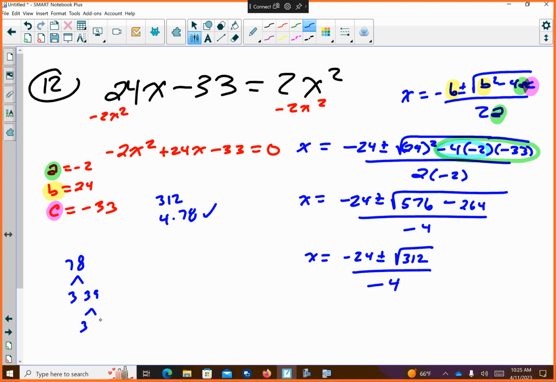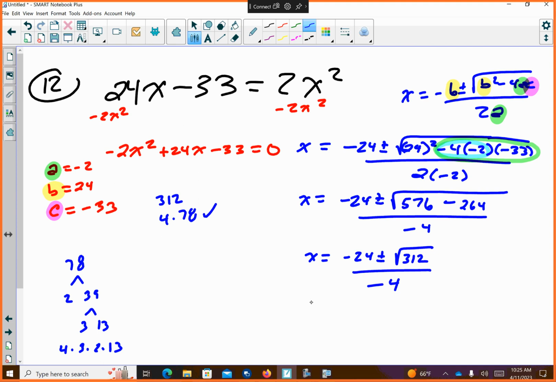Do what? It's 3 times 39, not 3 times 49. Oh my gosh, thank you, guys. 2 times 39, so basically 78. 312 breaks down to 4 times 3 times 2 times 13. Okay? The only perfect square that's going to happen up there is the 4.